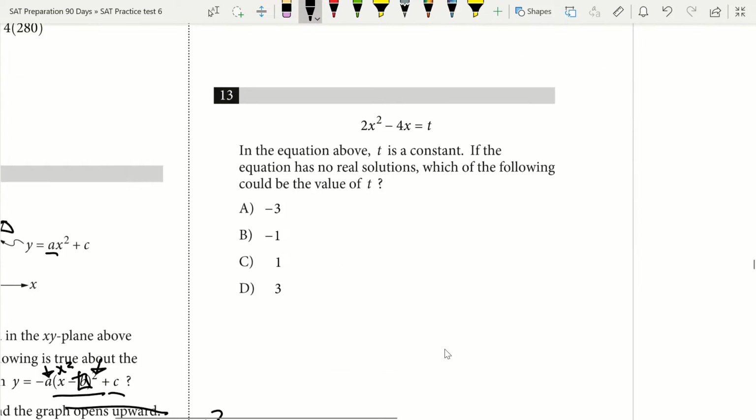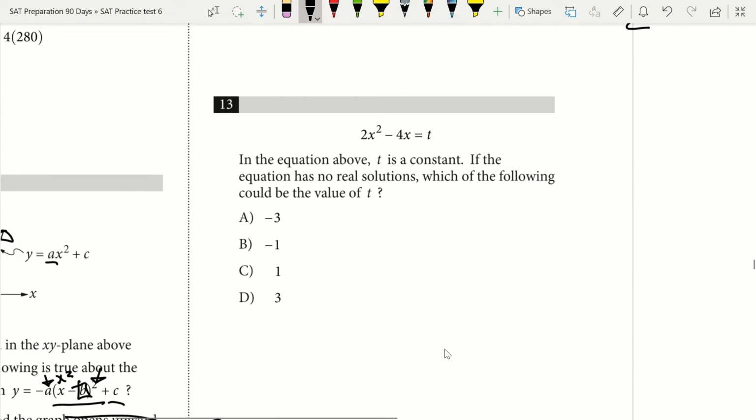All right, question 13. In the equation above, t is a constant. If the equation has no real solutions, which of the following could be the value of t? Well, to solve for the value of t here, for where there's going to be no real solutions, what we have to do is use that rule of b squared minus 4ac. So we know then if it's going to have no real solutions, b squared minus 4ac has to be negative.